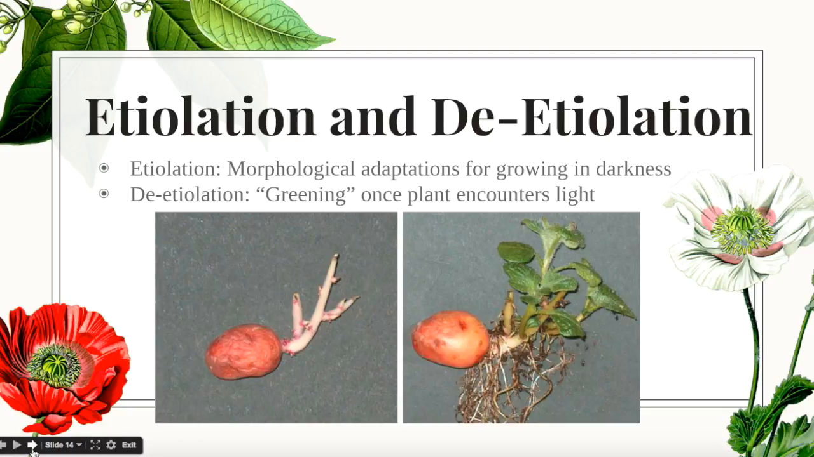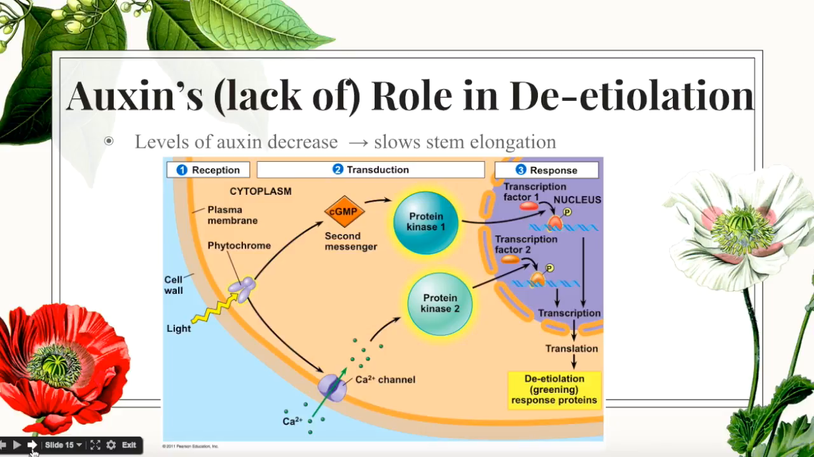De-etiolation is also known as greening, and it occurs when a shoot reaches light. When this occurs, stem elongation slows, leaves expand, roots elongate, and the shoot produces chlorophyll. The plant starts to look like a typical plant.